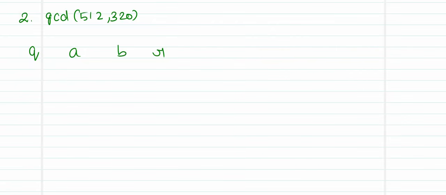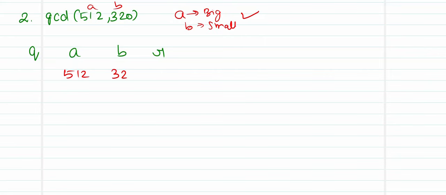Find, second problem, the GCD of the numbers 512 and 320 using Euclid's algorithm. Okay. So form your columns Q, A, B and R. Okay. So now make your entries. Which is the biggest number? We are allowed to check. This is A, B. Is A big and B small? Yes, it's correct. So we will keep it the same way.